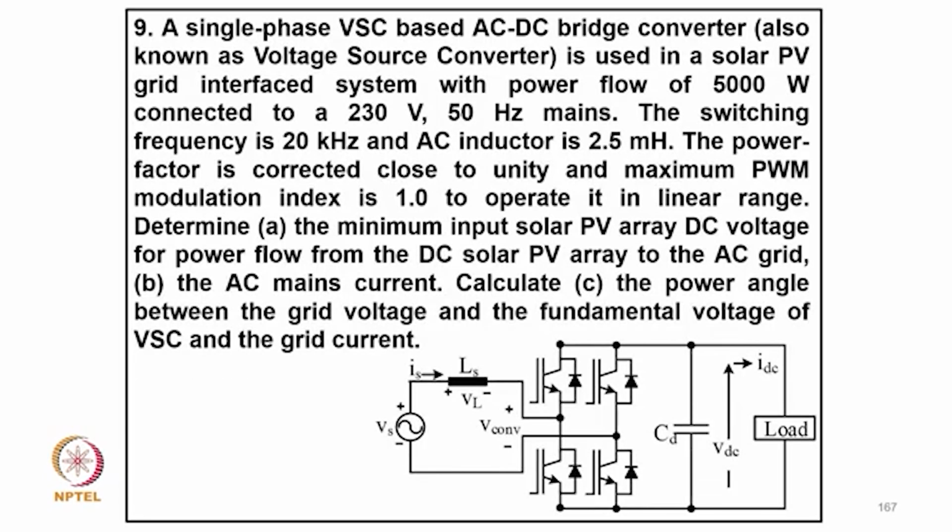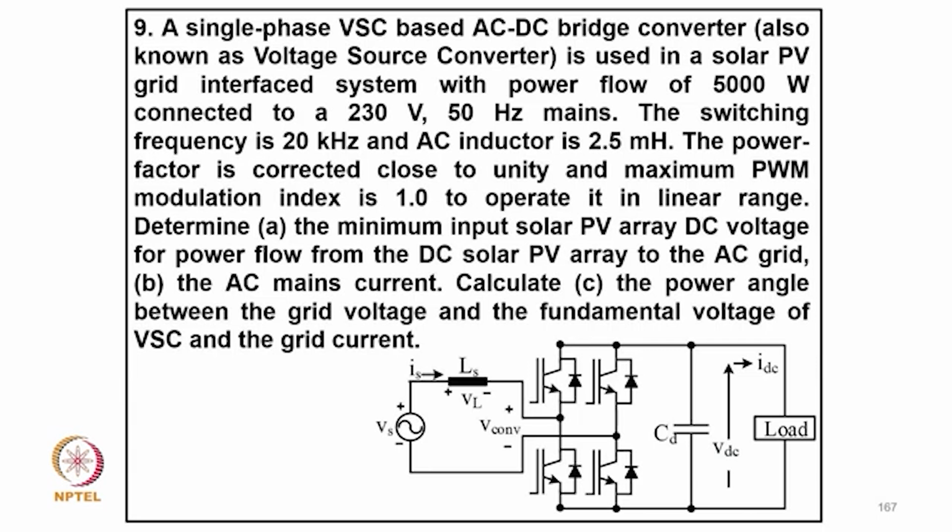Coming to numerical problem 9: a single phase voltage source converter based AC/DC bridge converter, also known as a voltage source converter, is used in a solar PV grid interface system with a power flow of 5000 watt connected to the AC 230 volt 50 Hz, switching frequency 50 kHz, and AC inductor 2.5 millihenry. The power factor is close to unity and the maximum modulation is 1, with the converter operating in the linear range. Determine the minimum input solar PV array DC voltage for power flow from DC solar PV to the AC grid, and the AC mains current. Calculate the power angle between the grid voltage and the fundamental converter voltage.